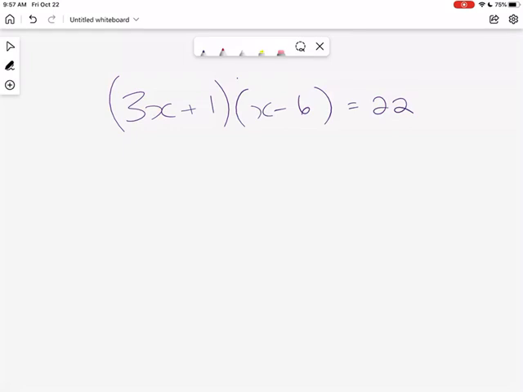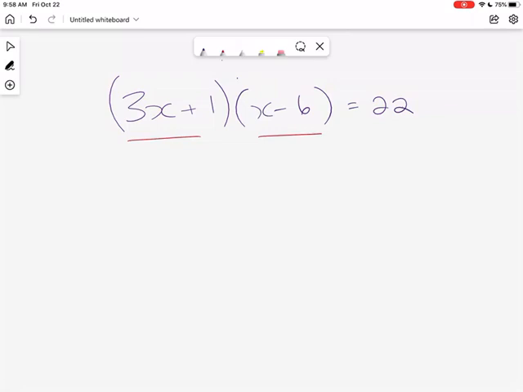If I have an expression that is already in factored form, like these two, and it's equal to some value, I've got 22 here, but even if it was equal to 2x or 4x squared or what have you, if it was equal to anything really, what I want to try and do is I really want to combine all my like terms together.